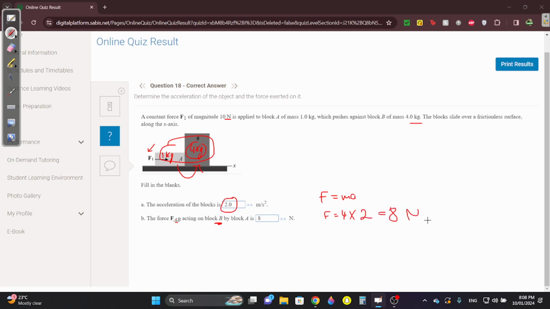So it's 8 newtons. And to prove this, by the way, if you want to see the force that's acting on A, same thing. F equals MA. The mass of A is 1 times 2, since acceleration is 2, is 2 newtons. Like this, our total force is 10 newtons, like they gave us in the question. This is just to check. You don't need to do this last part, but that's how you get 8 newtons.